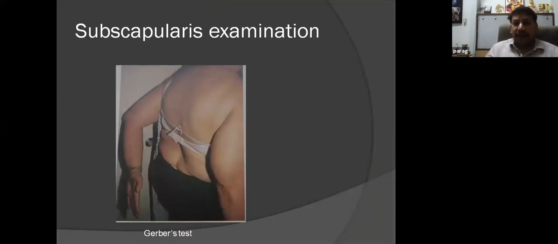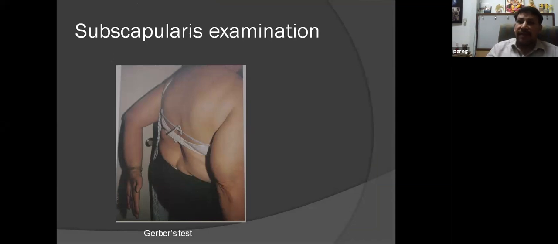Coming on to the subscapularis. Now, as you know, or if you don't, then you can learn right now, the subscapularis is an internal rotator of the shoulder. Apart from stabilizing the shoulder, it helps in internal rotation. So basically, to check the subscap, there are two ways of doing that.